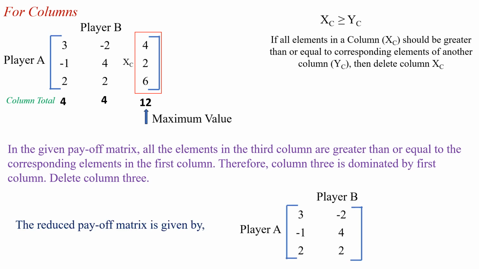Now, the reduced payoff matrix, from player A's point of view, has 3 rows, that is 3 strategies, but from player B's point of view only 2 columns, which means only 2 strategies. Next, we compare the first column and second column elements. So 3 is greater than -2, but -1 is not greater than 4. So the condition is not satisfied.